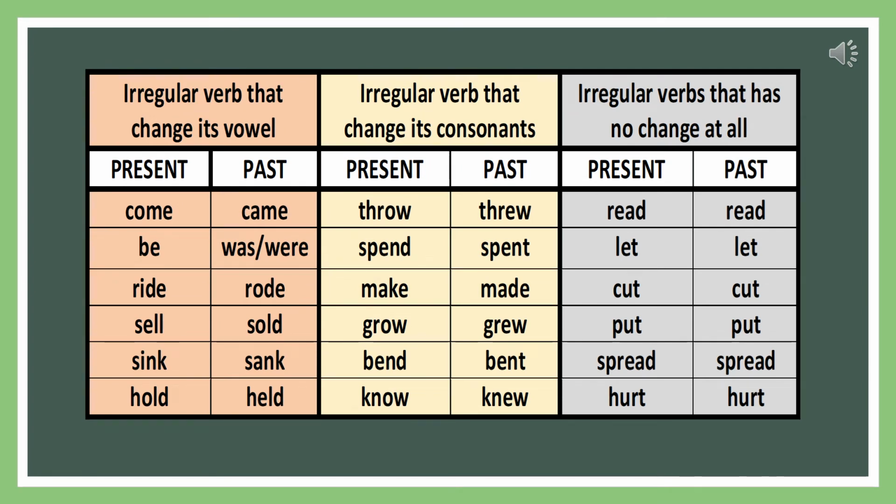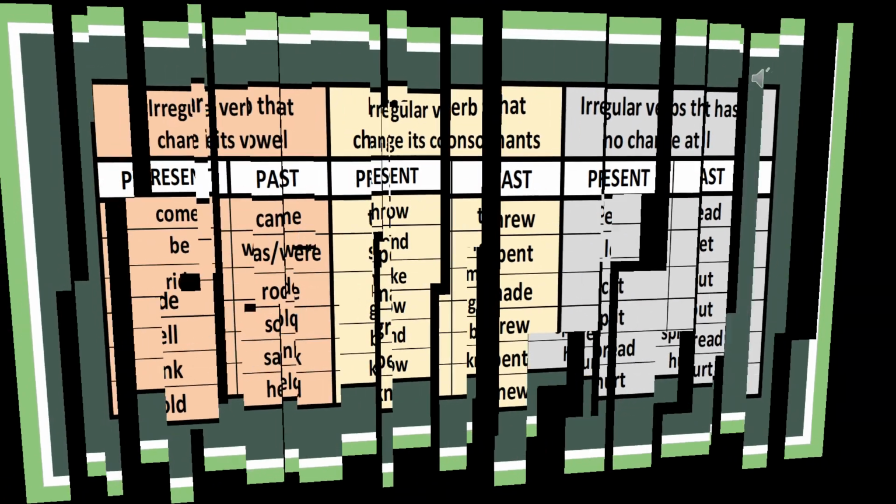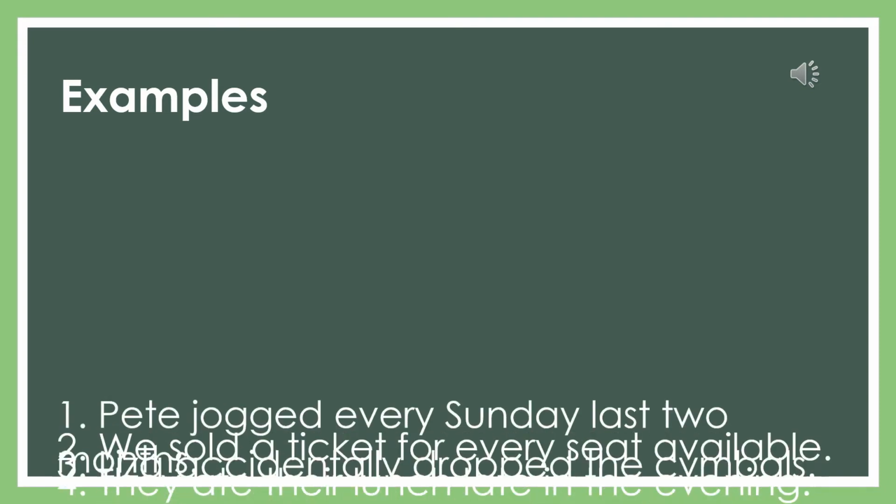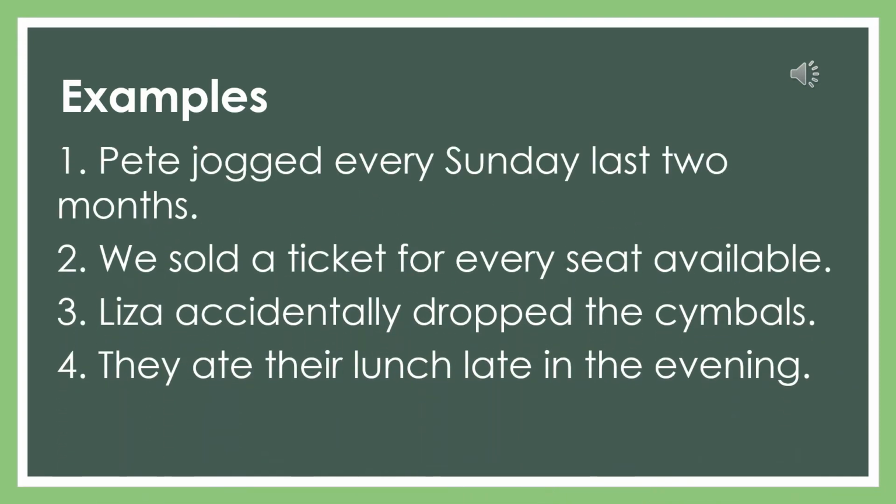The following are examples of irregular verbs. Here are some examples of sentences using regular and irregular verbs. Number 1. Pete jogged every Sunday last 2 months. Number 2. We sold a ticket for every seat available. Number 3. Lisa accidentally dropped the cymbals. Number 4. They ate their lunch late in the evening.